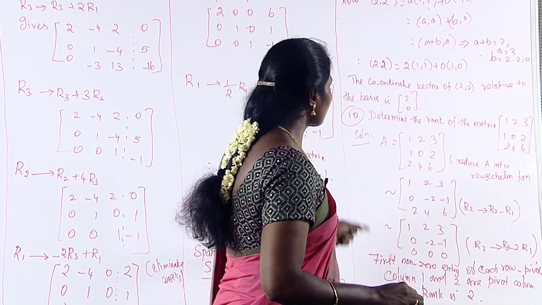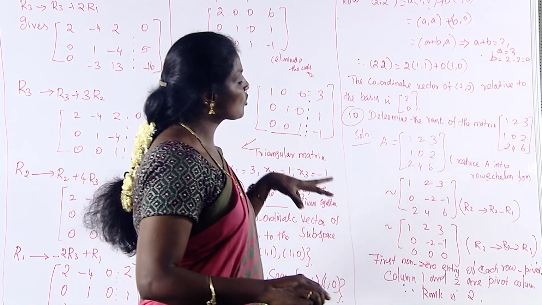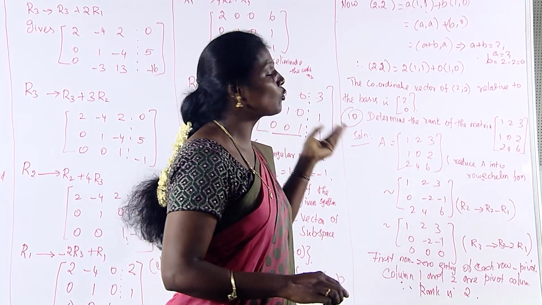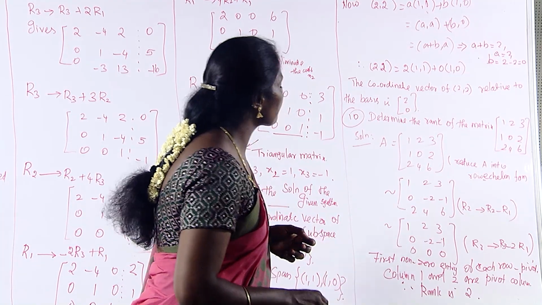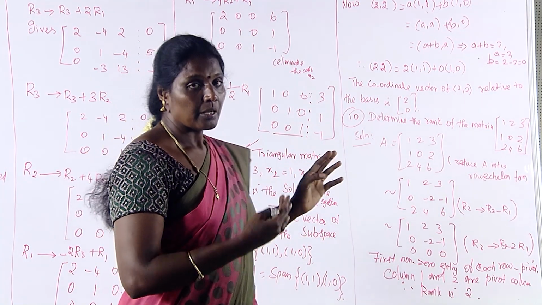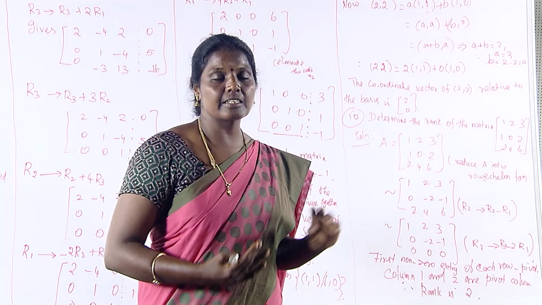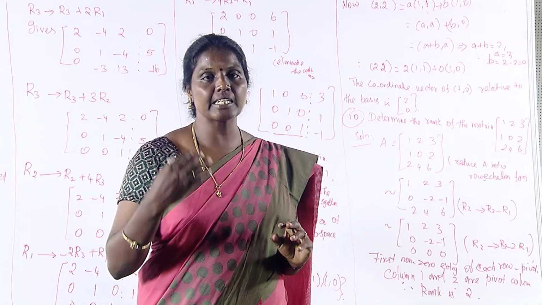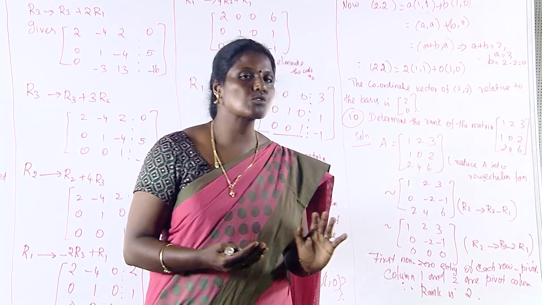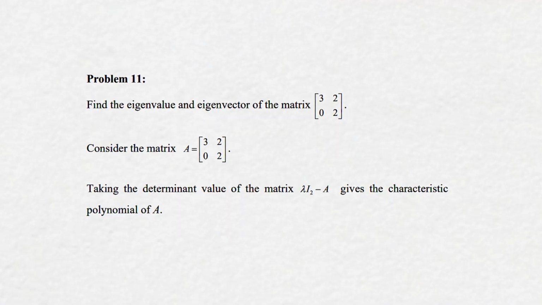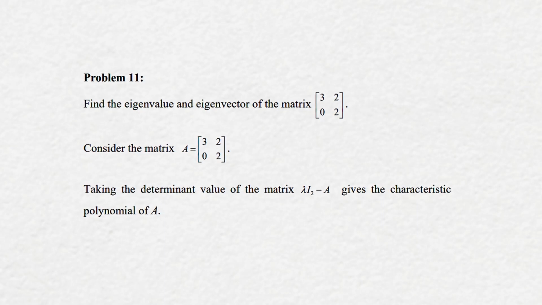The first non-zero entry of each row is denoted by the pivot. Therefore, here column 1 and column 2 are pivot columns. So, pivot columns indicate the rank. Here column 1 and column 2 are the pivot columns. Therefore, the rank of this matrix is 2. Now, let us see another problem, that is problem 11.